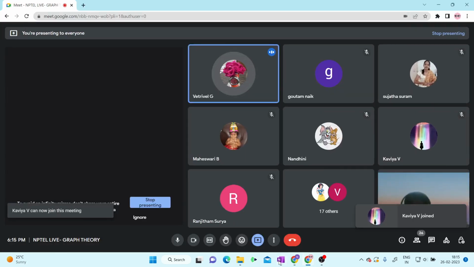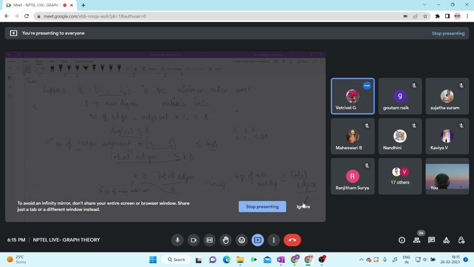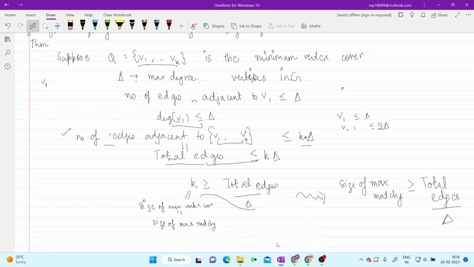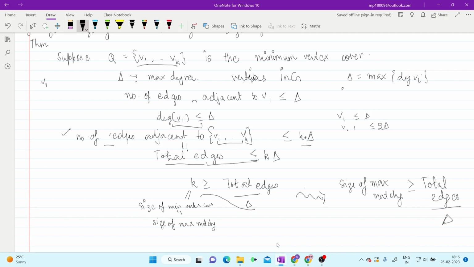Ma'am, one doubt, ma'am. Is delta the maximum degree vertex in G, or vertices in G? Because we get the maximum degree at any one vertex, right? No, no. Delta is basically the maximum of all degrees. Okay. Maximum of degrees of vertices. So this delta is referred to the maximum degree, and this smaller delta is referred to the minimum degree. Okay, ma'am. So that delta only.